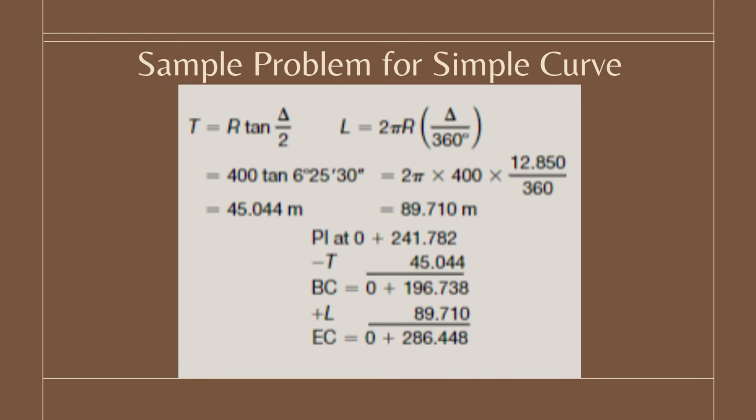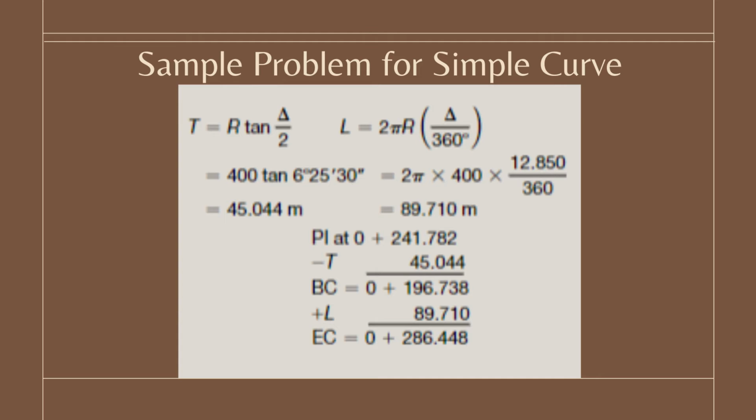So to solve for the beginning of the curve, or the BC, we need the point of intersection, which is 0 plus 241.782. Then we need to deduct the tangent, which is 45.044. If you deduct those two, the beginning of the curve would be 0 plus 196.738.